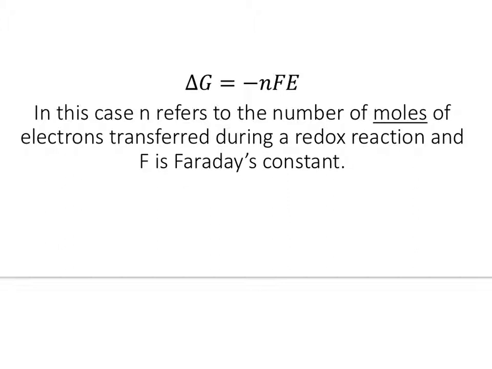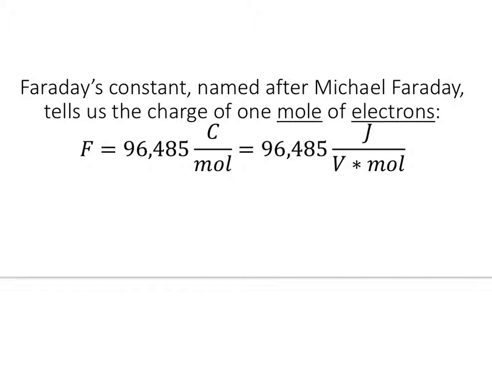Well, a guy named Michael Faraday discovered it. That's why it's called Faraday's constant. But again, N refers to the number of moles of electrons. And Faraday's constant, named after Michael Faraday, tells us the charge of 1 mole of electrons. So the charge of 1 mole of electrons is 96,485 coulombs per mole, which we can also think of as joules per volts times mole.